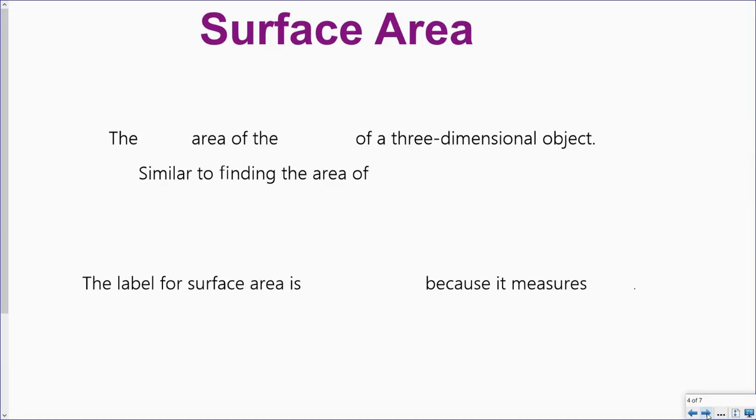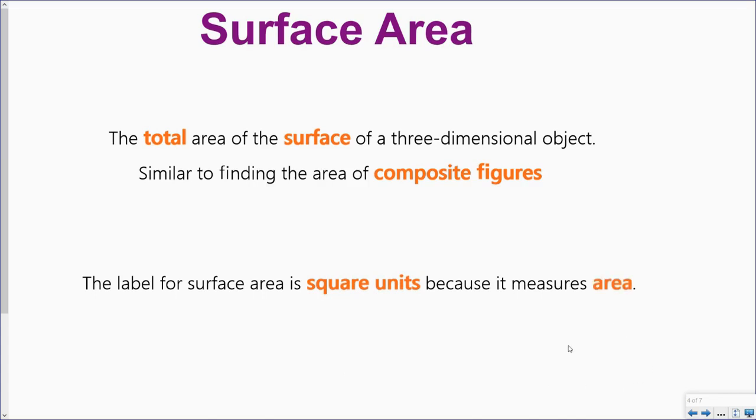So first, let's talk about what surface area is. The total area of the surface of a three-dimensional object is the definition of surface area. So it is very similar to finding the area of composite figures. And again, the label for surface area is square units because we are still measuring area.